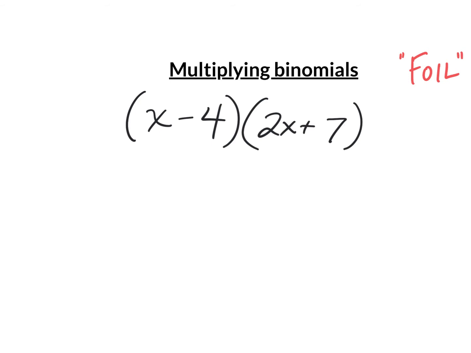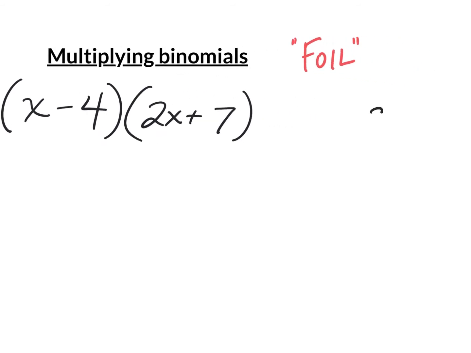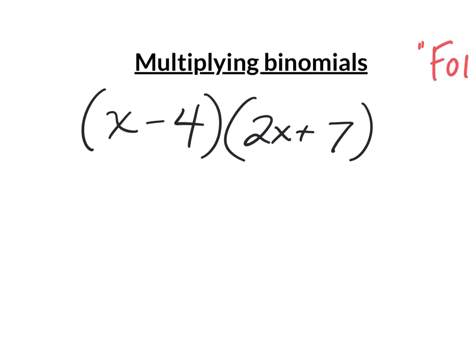Now, what's different, what you maybe remember as distributing would be something like this, where you take the 3 and multiply it by x and get 3x, and you multiply 3 times 4 to get 12. Well, when we multiply binomials, we do mostly the same thing.